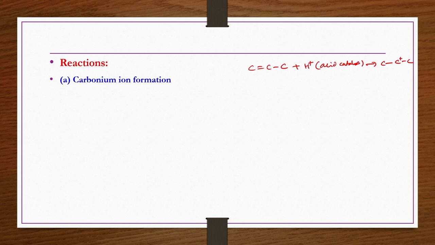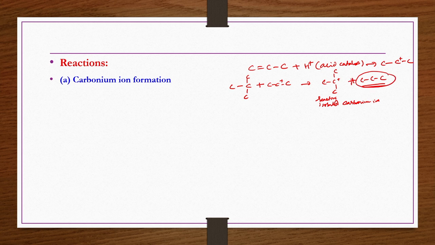Let us say you have a paraffin, C C C like this, or you can call it isobutane. This isobutane reacts with the carbonium ion that formed in the above reaction to give a reactive isobutyl carbonium ion plus propane also. So here also propane is forming, like in the polymerization process. So its separation is required.